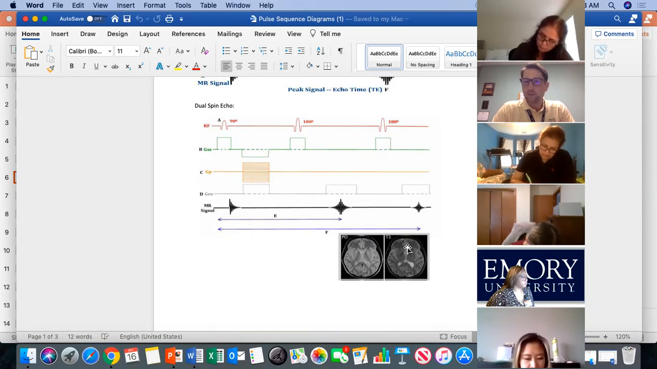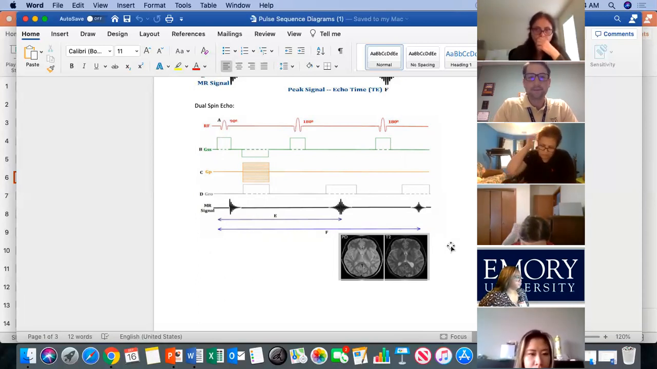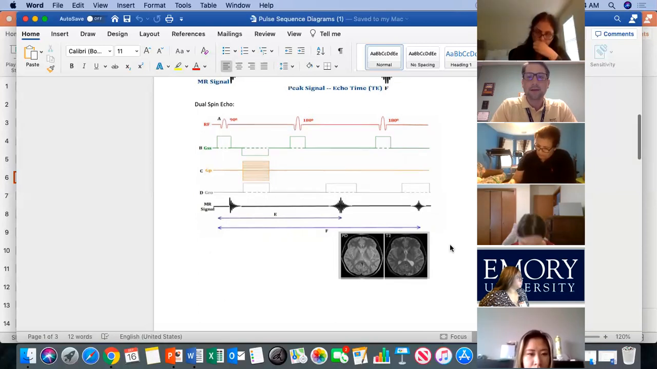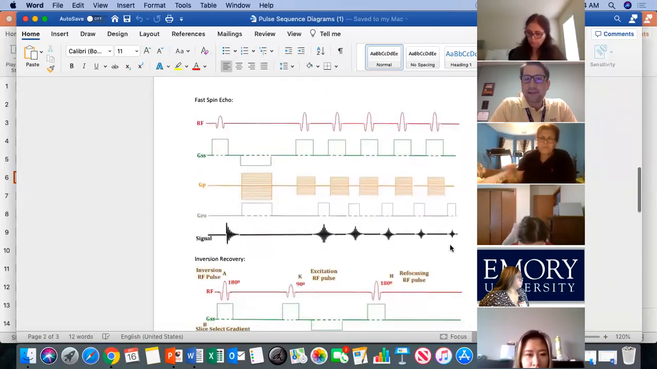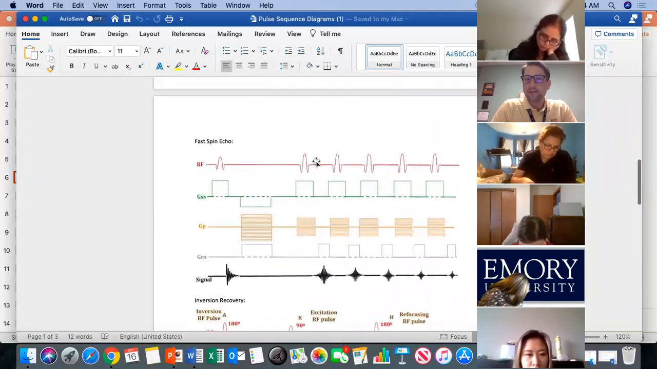So we basically acquired a slice for each image every TR. So we got 2 images almost for the price of 1. So we got a proton density and we got a T2 weighted image with our dual spin echo. So very advantageous if you're still doing a proton density weighted image of the brain. Then we talked about our fast or turbo spin echo. So what we note here is this trailing train of 180-degree refocusing pulses.